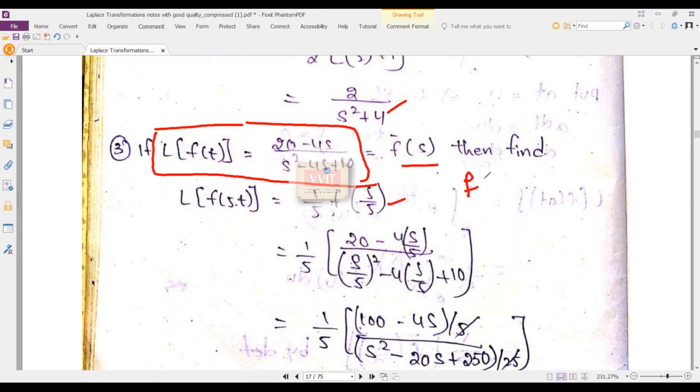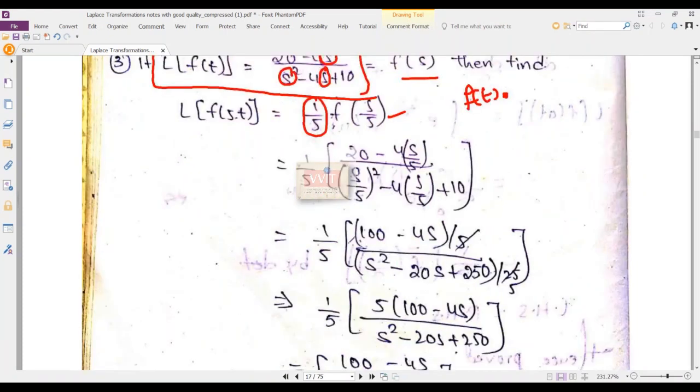Here f of t is the least bother. It's not necessary for us because already he defined f of s. Don't run behind what is f of t, because he defined already f of s. So straight away you need to check what is 1 by 5 L of f of s by 5. That's it. So here this s is replaced by s by 5, this s is replaced by s by 5, this s is replaced by s by 5, times 1 by 5 in the beginning. That's it. On simplification you need to write this.